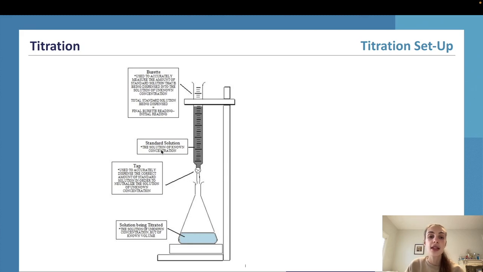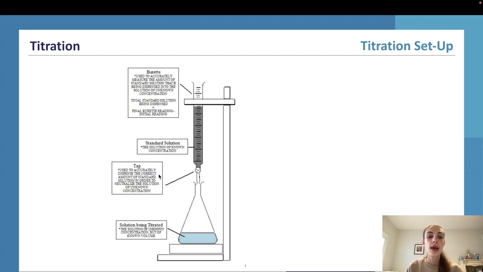Then our standard solution is a solution of known concentration, and once it's been dispensed, it's obviously still a solution of known concentration as well. Then we've got the tap, and the tap is used to accurately dispense the correct amount of the standard solution in order to neutralize the solution of unknown concentration.